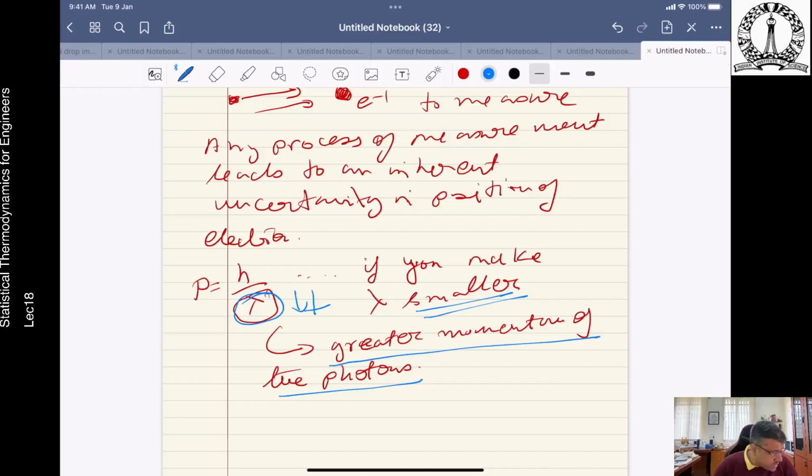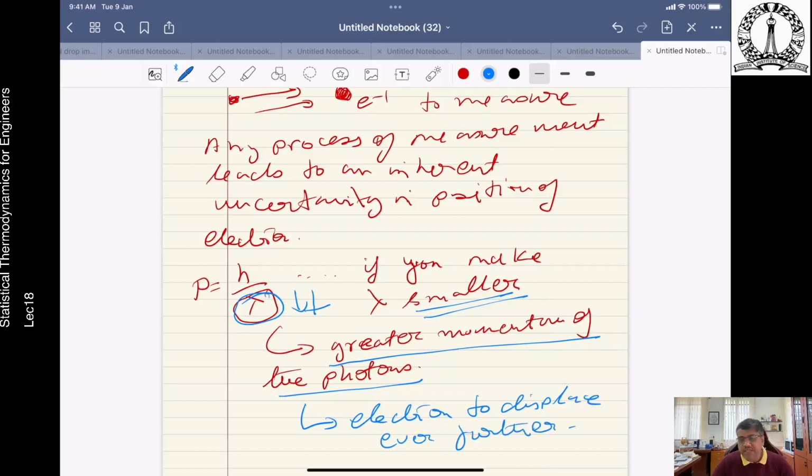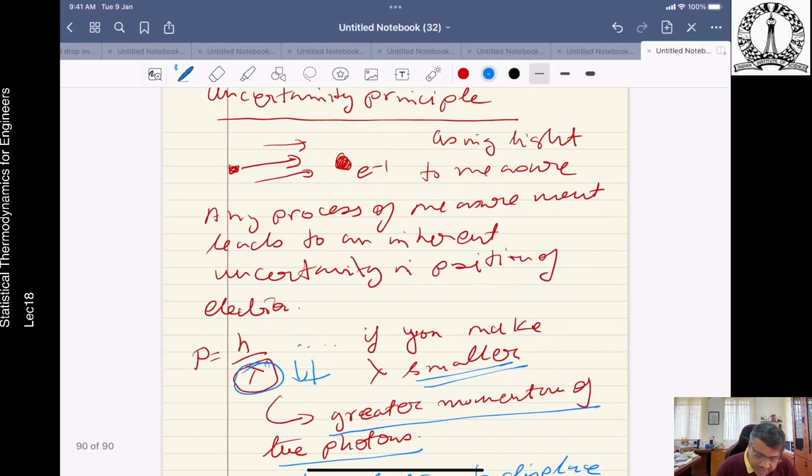And this means that this will cause the electron to be displaced even further. So you understand the dichotomy here. You are using light to measure, say, the position of the electron, so you want to make the wavelength smaller and smaller so that you can measure the position more precisely. You want to decrease the wavelength even further.